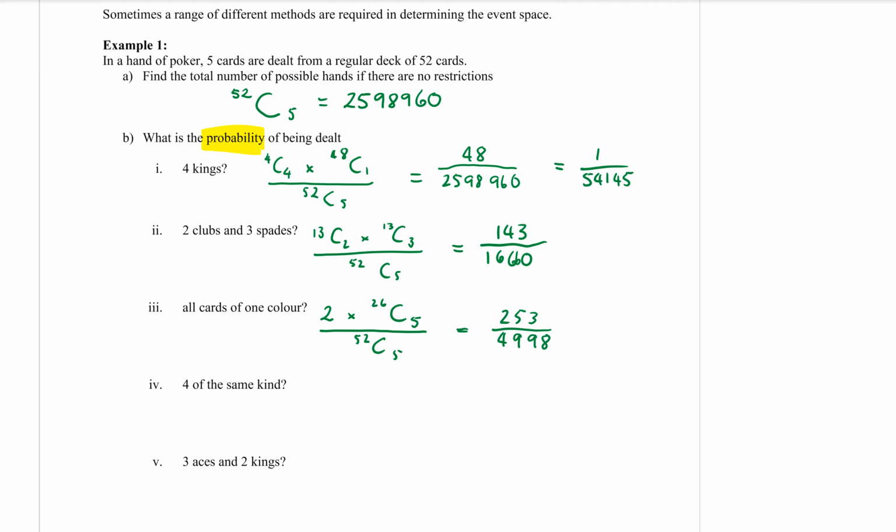203. And 53 over 4,998. 4,998. 5% chance, that's right. Really? All of the one color. Oh, they've got 5% chance.